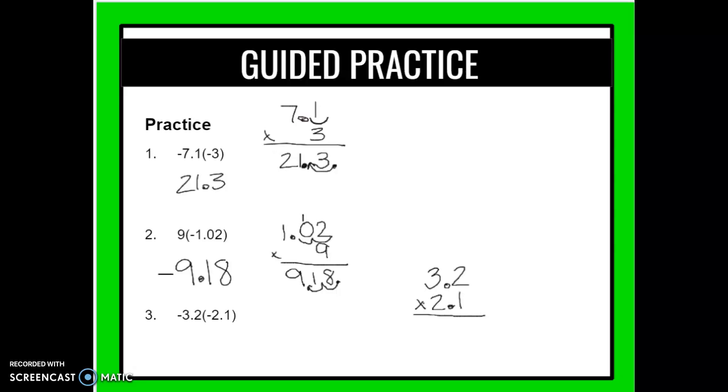Number 3, I have negative 3.2 times negative 2.1. So 2 times 1 would be 2. 1 times 3 is 3. I'll place a 0. 2 times 2 is 4, and 2 times 3 is 6. Count the digits behind the decimal, so 1, 2. So I'm going to start on the back of my answer and go over 1, 2. And then I'll look at my signs. They do have the same sign, so the answer is positive. So negative times negative is positive, 6.72.